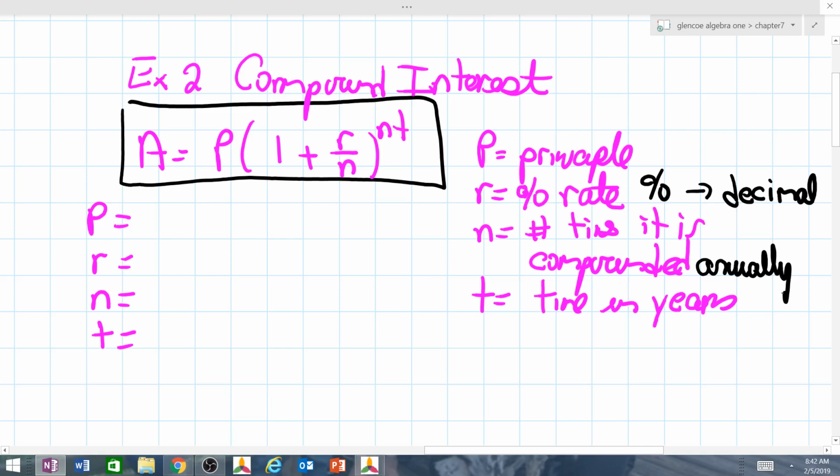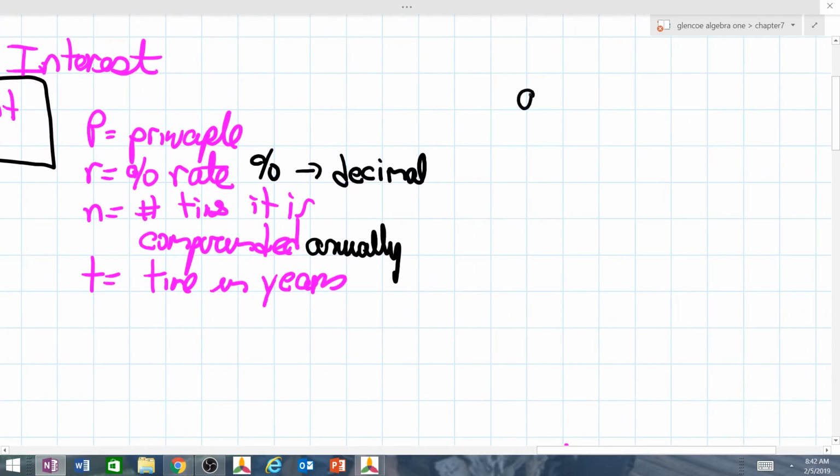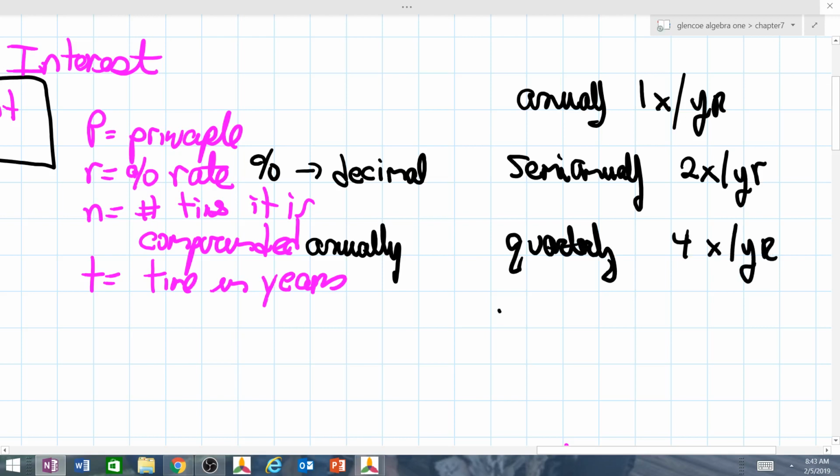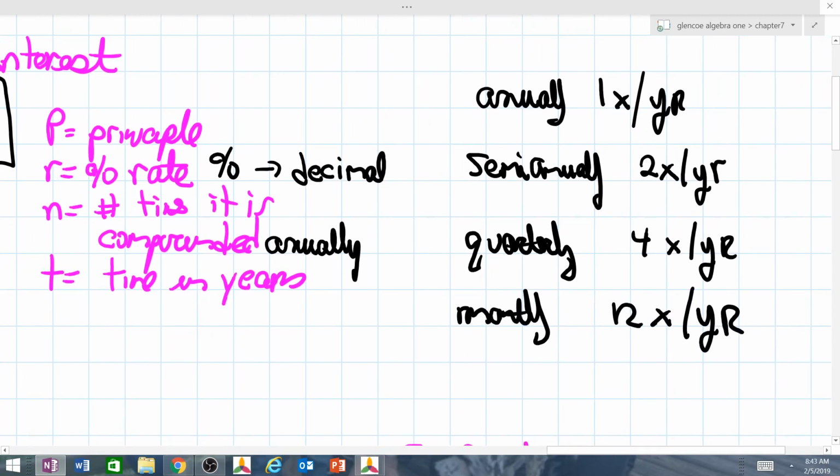So let's give you a little lesson here in English. If it says annually, that's 1 time per year. If it says semi-annually, that's 2 times per year. If it says quarterly, that's 4 times per year. And if it says monthly, that's 12 times per year. Does everyone understand? Annually is 1, semi-annually is twice, quarterly is 4 times, and monthly would be 12 times.